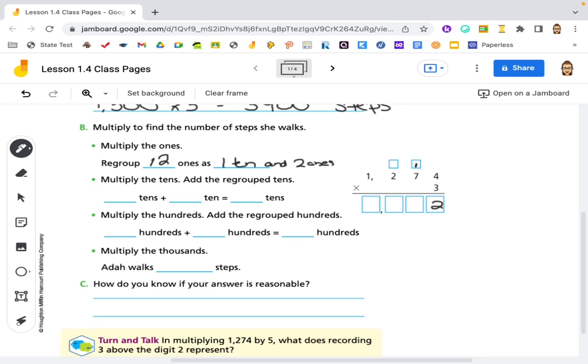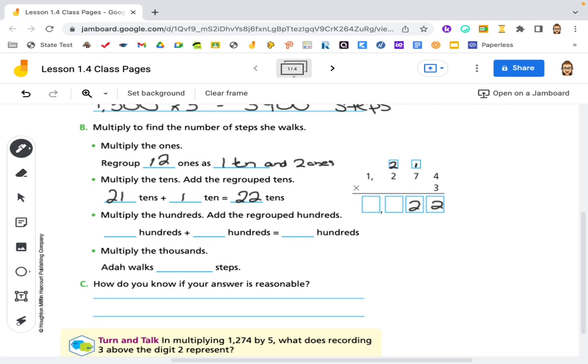Then it says multiply the tens. So do 3 times 7, which is 21. Plus we add what we carried before. So that's 1. So that gives us 22 tens. So we put our 2, carry our 2.